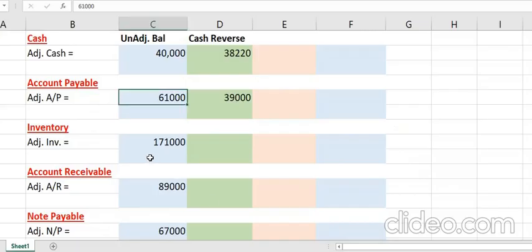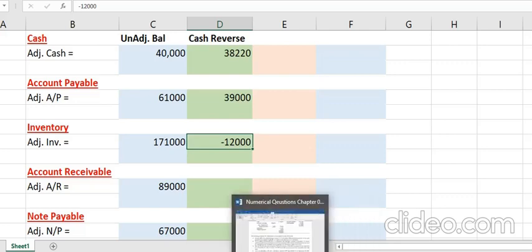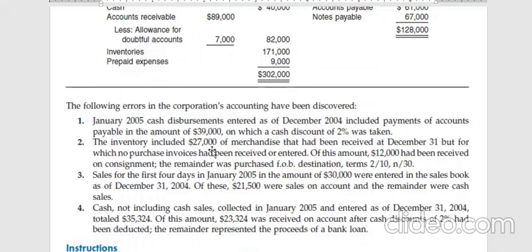Okay, so if I come to the inventory here, $171,000, from here I will minus $12,000. That would be taken as a minus adjustment, and that adjustment is because of the consignment. I hope you got the point here. Then 27,000 minus 12,000 leaves $15,000 remaining, which is the FOB destination purchases.